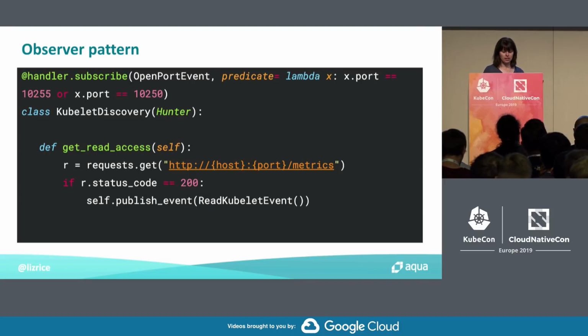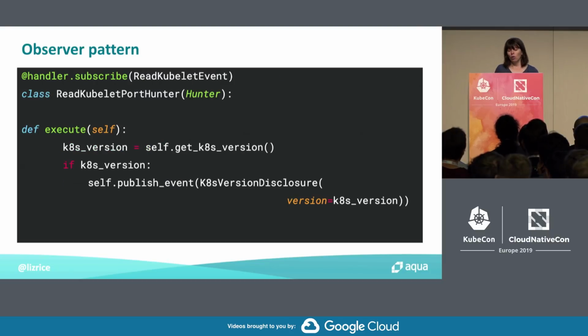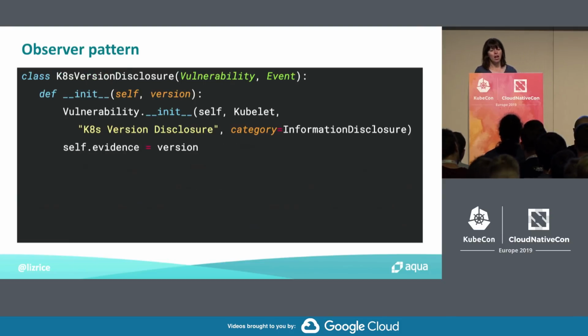And if that succeeds, it'll say, okay, that's a read kubelet event, which can then be subscribed to by another class, which will attempt to get more information from that kubelet port. Publishing events, for example, if it was able to get hold of the Kubernetes version, that also publishes a vulnerability, and that's what we end up seeing in that table of vulnerabilities.